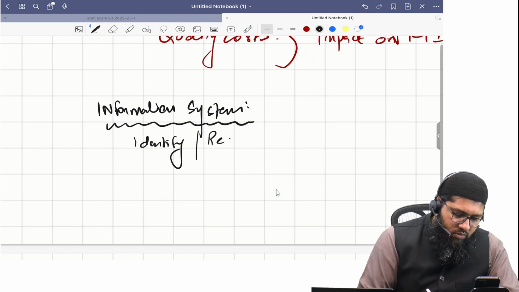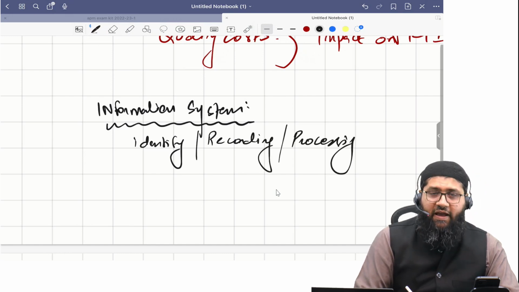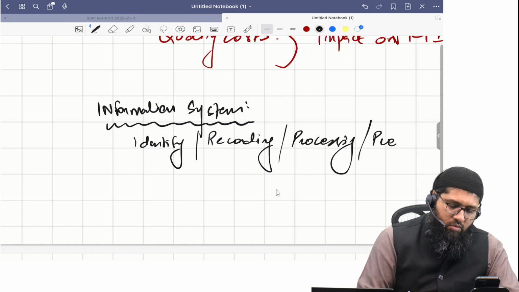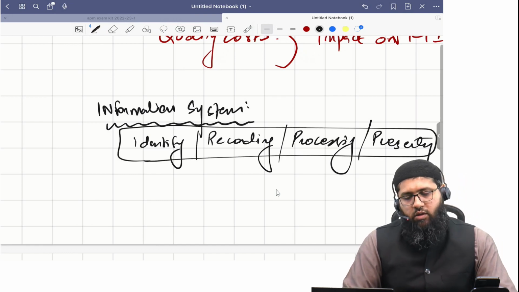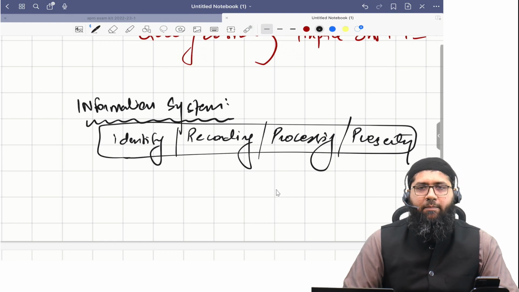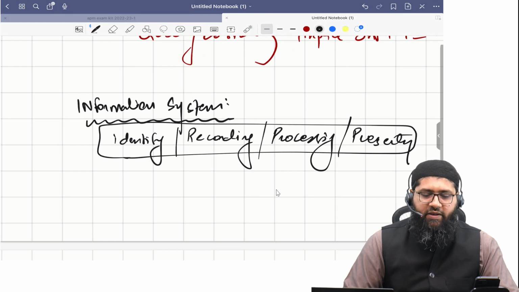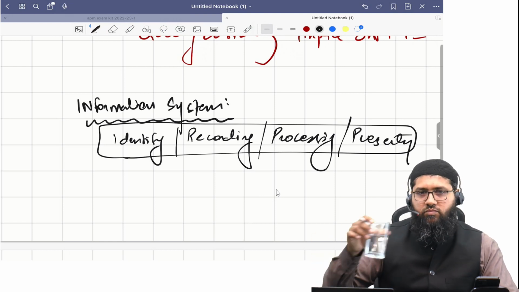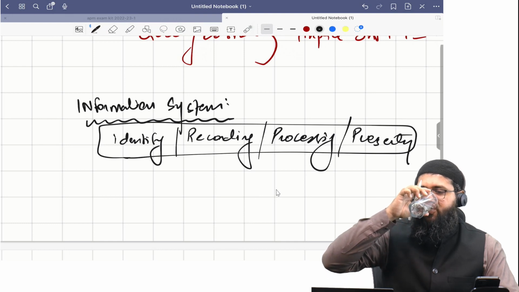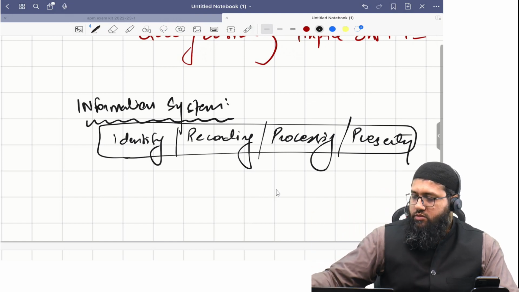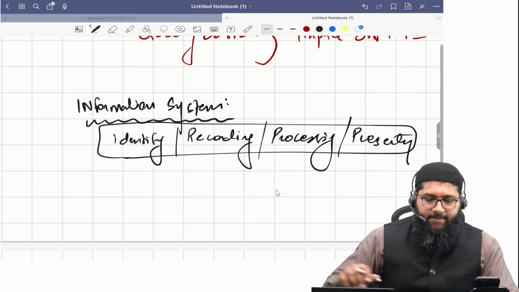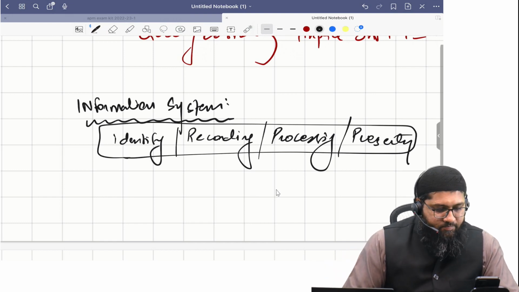identifying, recording, processing, and presenting the information. What is the information system? It's the complete process of identifying, recording, processing, presenting the information. That's what the information system is all about. Now, let's just start discussing about it.